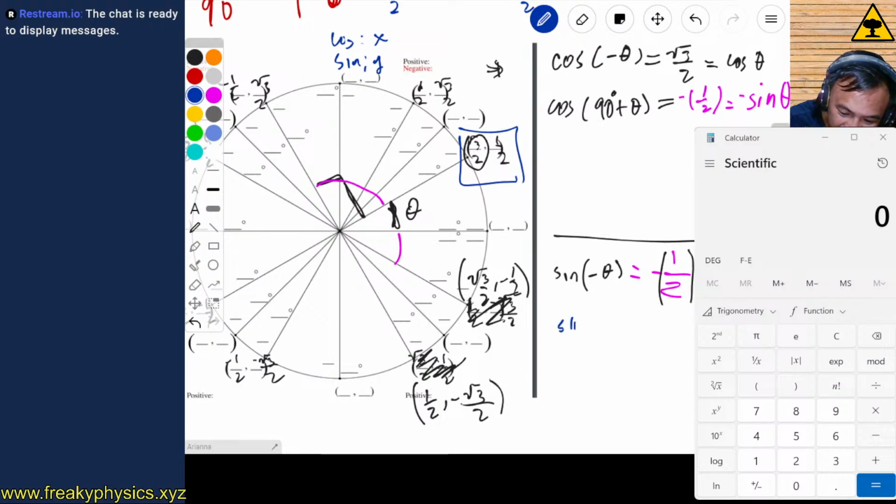What is sine of 90 degrees plus theta? That would again be square root of 3 over 2, correct? Which is, compare again to the original theta. That is cosine.